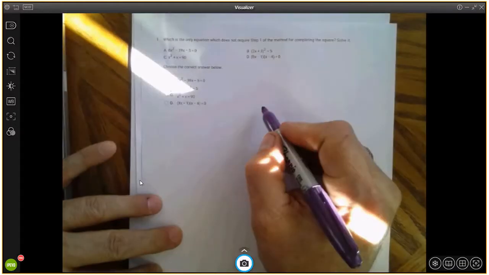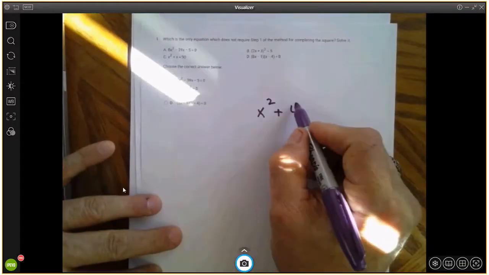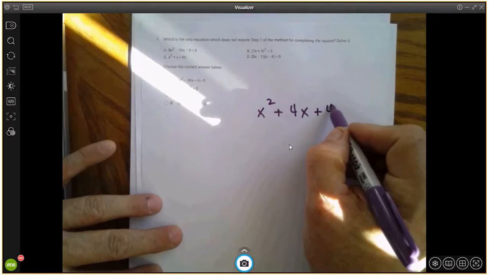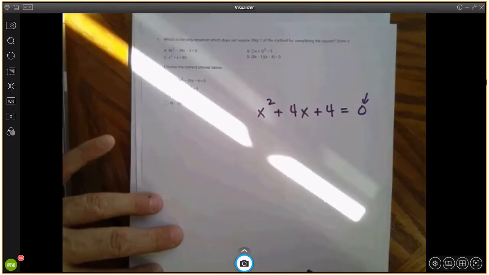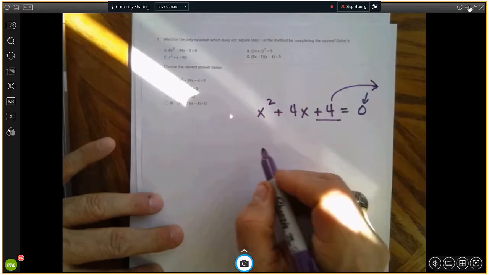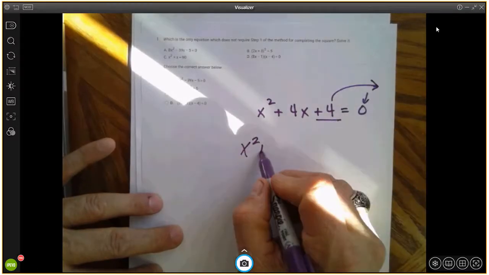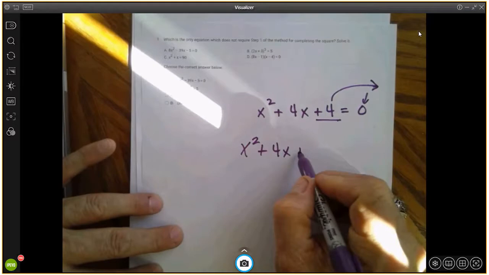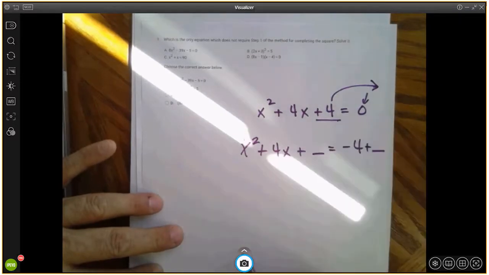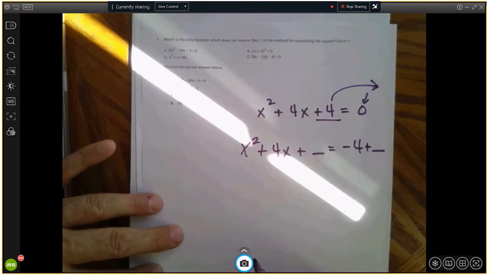x squared plus 4x plus 4 is equal to 0. Actually, the first step is to set it equal to 0. That's the first step. The second step is to move c over to the other side. So that would be x squared plus 4x plus blank is equal to negative 4 plus blank. Then, I think this is what they're talking about. I'm just going to go through the steps and we'll just match it up.